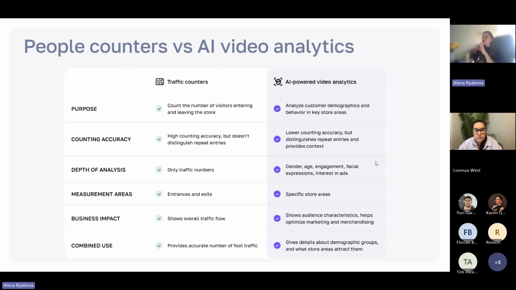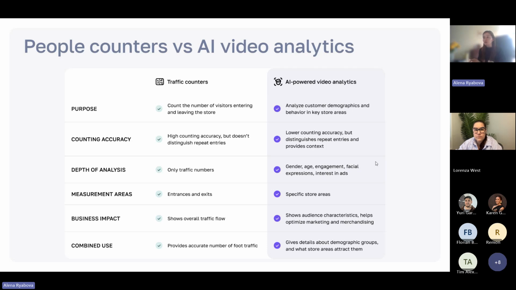Let's compare standard people counters, traffic counters, with video analytics. Why am I pointing out this slide, and why am I putting my attention and your attention into it? Because here in DISPL we meet this request all the time. All the time we are asked, are you a people counter? What is the difference? Why do we need you if we have a people counter?